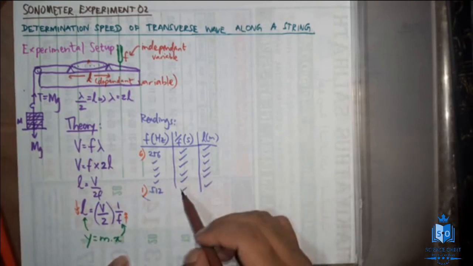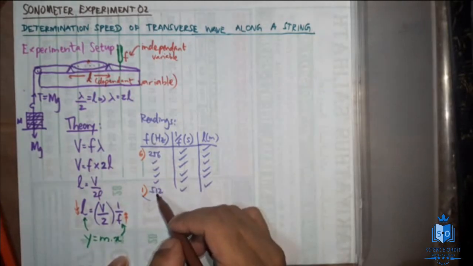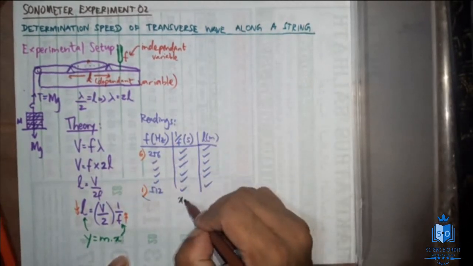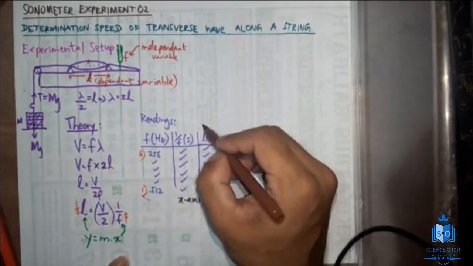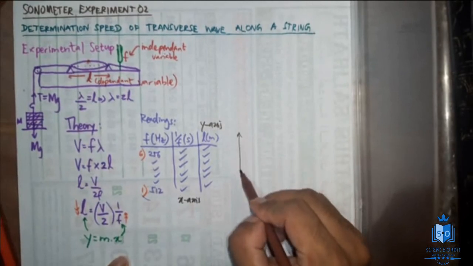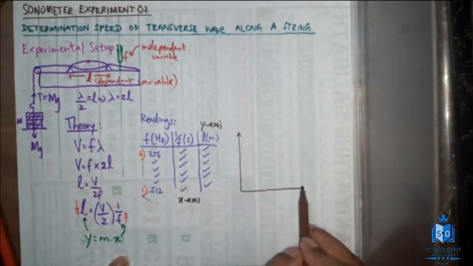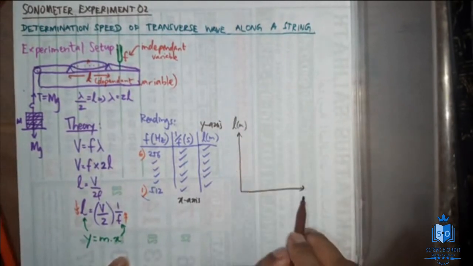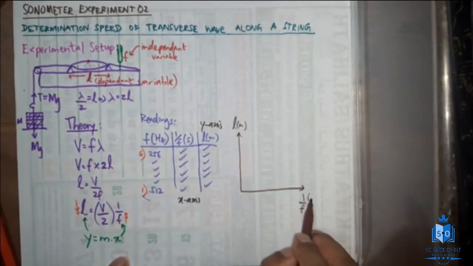Okay. Well, we did not continue after this. We have to plot the graph now. This is going to be in x-axis, and this is going to be in y-axis. So the graph we are going to plot is going to look like this. Y-axis, length in meters, and x-axis 1 over f, and that will be in seconds.